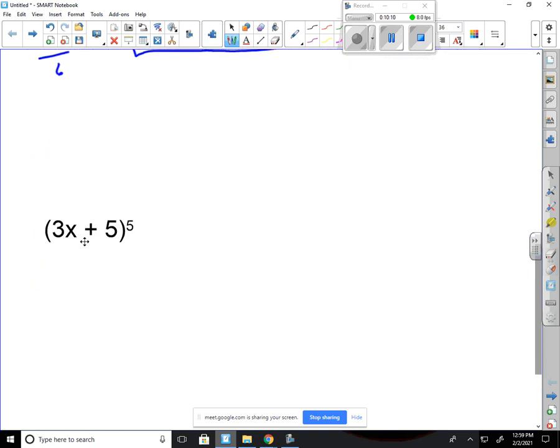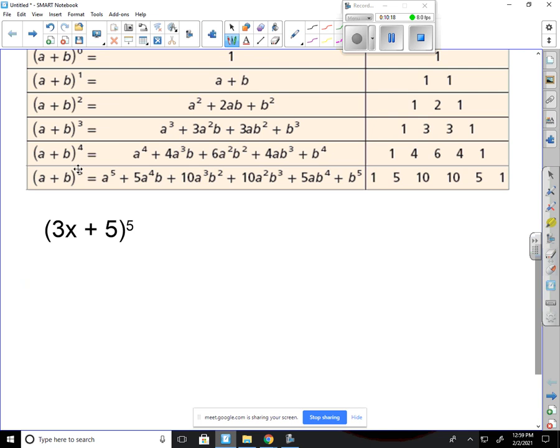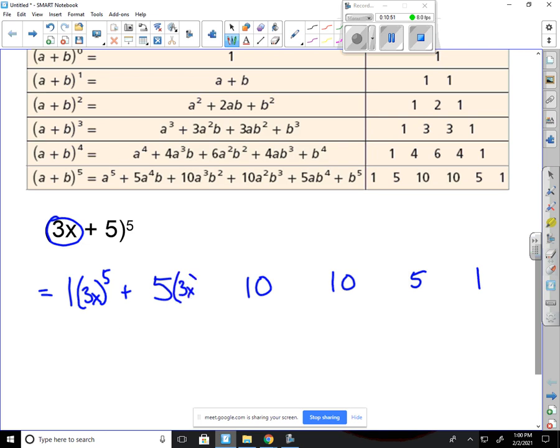All right, let's do 3x plus 5 to the fifth. It's to the fifth power, which tells me it's this row. 1, 5, 10, 10, 5, 1. So I'm going to leave some room in between each one. Now, it's 3x in the front. So this becomes 3x to the fifth. And then it's 3x to the fourth. And you can fill them out this way. 3x to the third, 3x to the second, just 3x, and then no 3x at all.